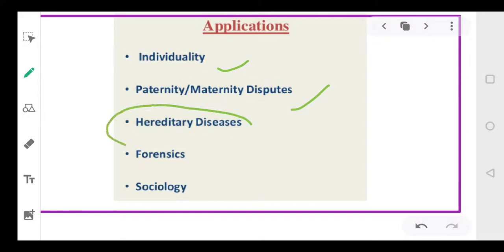Then it can also be used to detect heredity problems, right? And it is also used in forensics, right? Then in sociology also, some of these techniques are used for social causes. So this technique is extensively used in medical science, and we refer to it as forensic science rather, and it helps to solve a lot of problems, right? It helps to solve a lot of problems, but this DNA fingerprinting is a legalized technique.